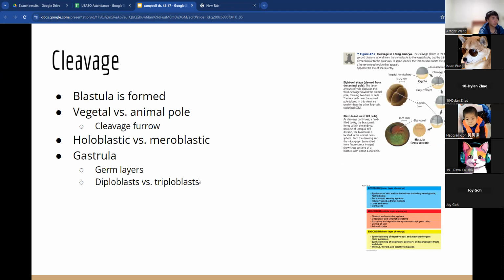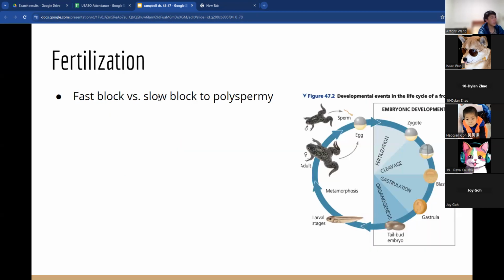Yeah. All right, cleavage. Humans don't have a fast block. They only have a slow block. That's one of the things I was talking about before: frogs have external fertilization. They release their gametes into their surroundings, and as a result, they need more blocks for this kind of stuff.